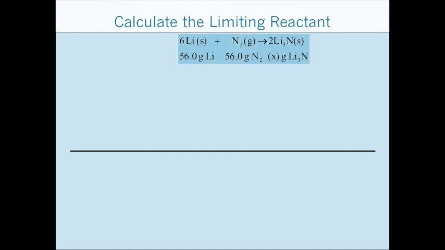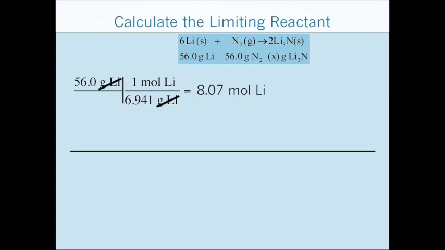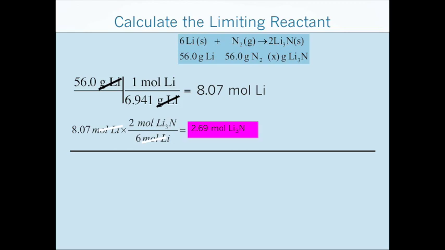So 56 grams of lithium divided by 6.91 grams of lithium is equal to 8.07 moles of lithium. And for every 2 moles of lithium nitride produced, there are 6 moles of lithium metal consumed. Multiply this fraction by 8.07 moles of lithium. The moles of lithium cancel, and we obtain 2.69 moles of lithium nitride from the reaction of 56 grams of lithium.